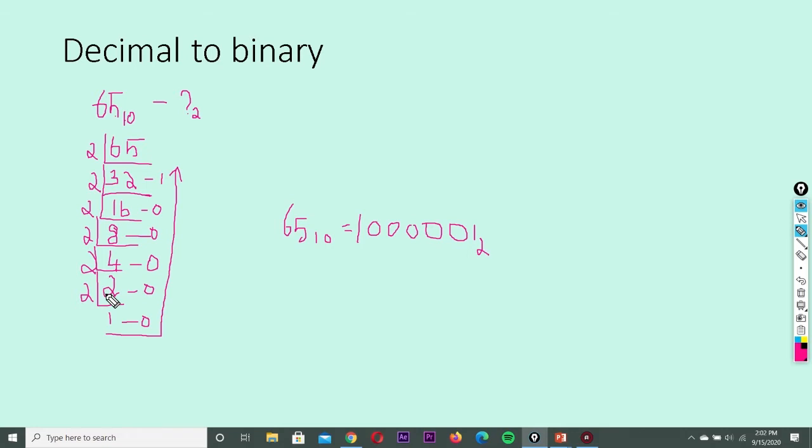We should not stop here. We should stop when you get a number which is less than 2. What is a number less than 2? 1 or 0. Now 1 has come, that is all, I cannot divide any further. So we stop this and write the answer: all the zeros and ones should be written from bottom to top. So start from here: 1, 0 0 0 0 0, 5 zeros, then 1. So this is the corresponding binary equivalent for the given decimal number 65.